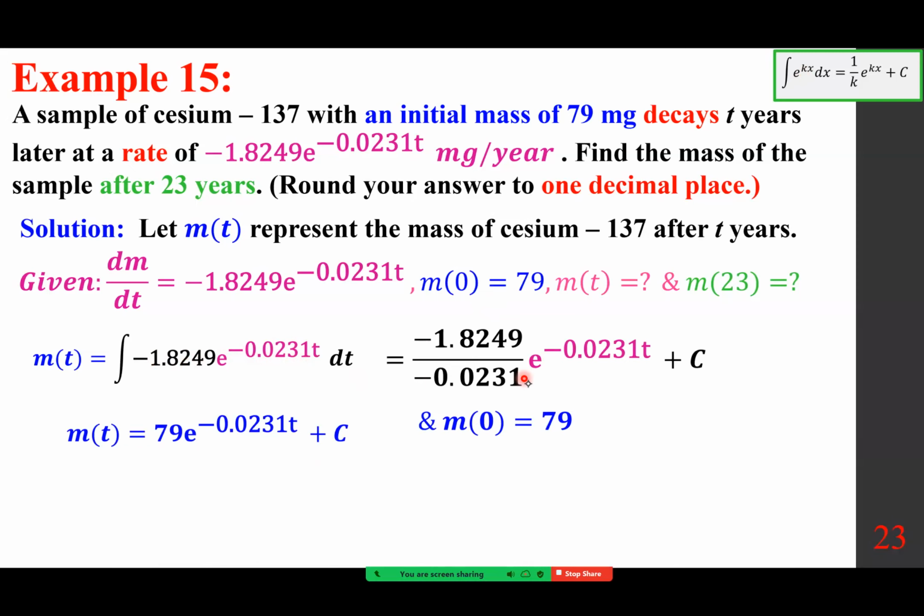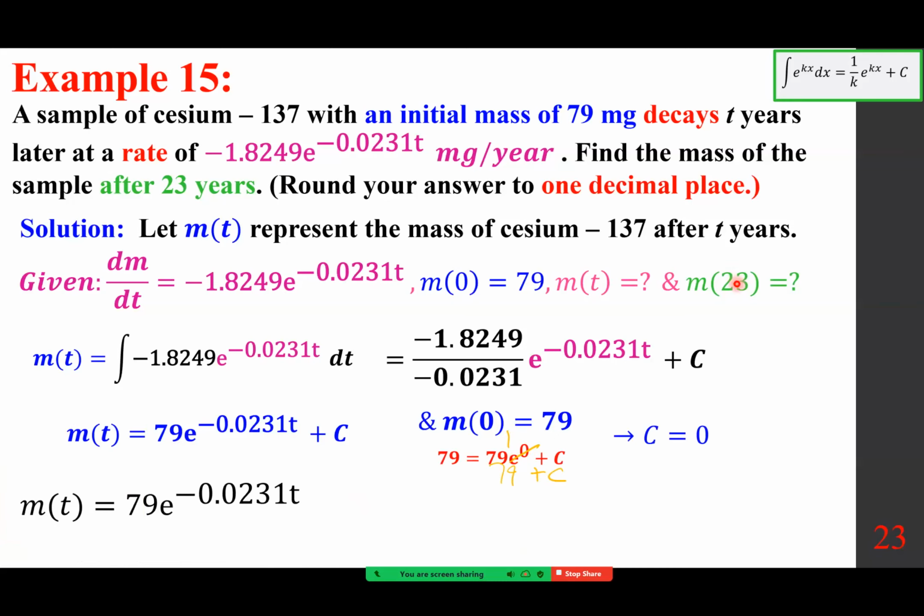We know M of 0 is 79, right? We're going to use that, which means we are going to replace the t with 0 and M of t with 79. e to the power of 0 is 1. So 79 plus C, obviously C becomes 0. And that is your M of t in general.